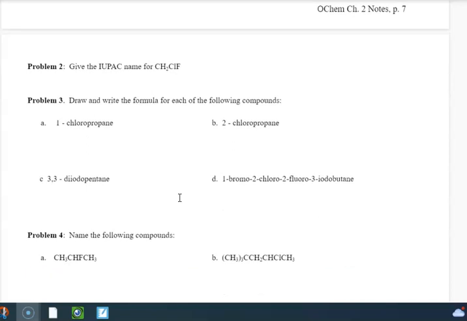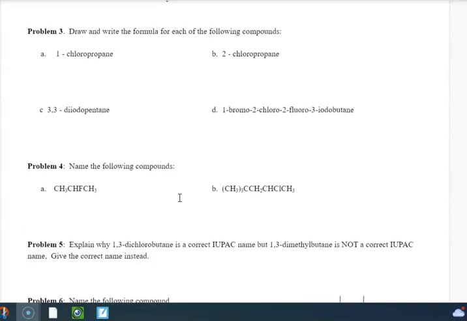So problem number 3, go ahead and draw what you think it's going to look like. Go ahead and take a few minutes out. I'll pause.